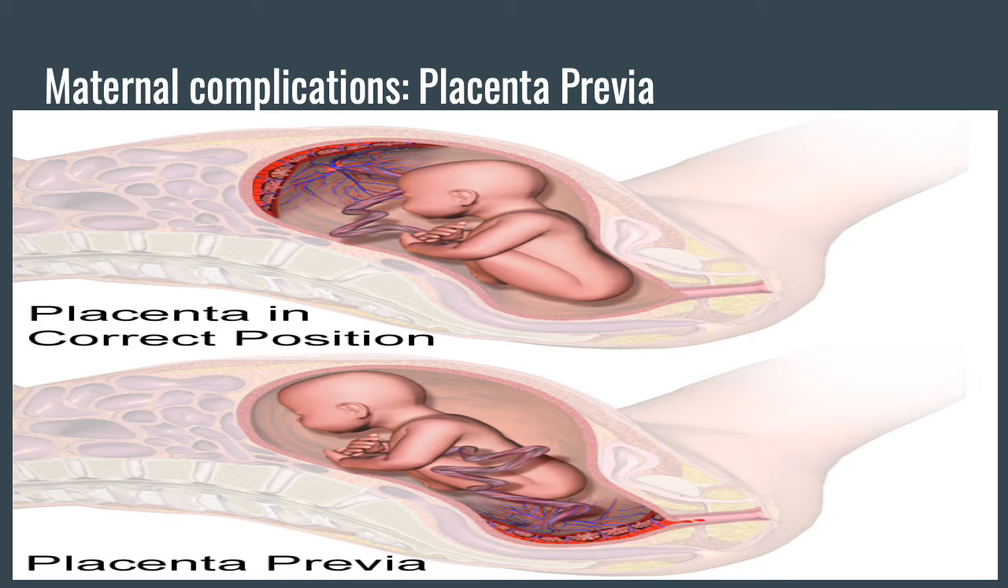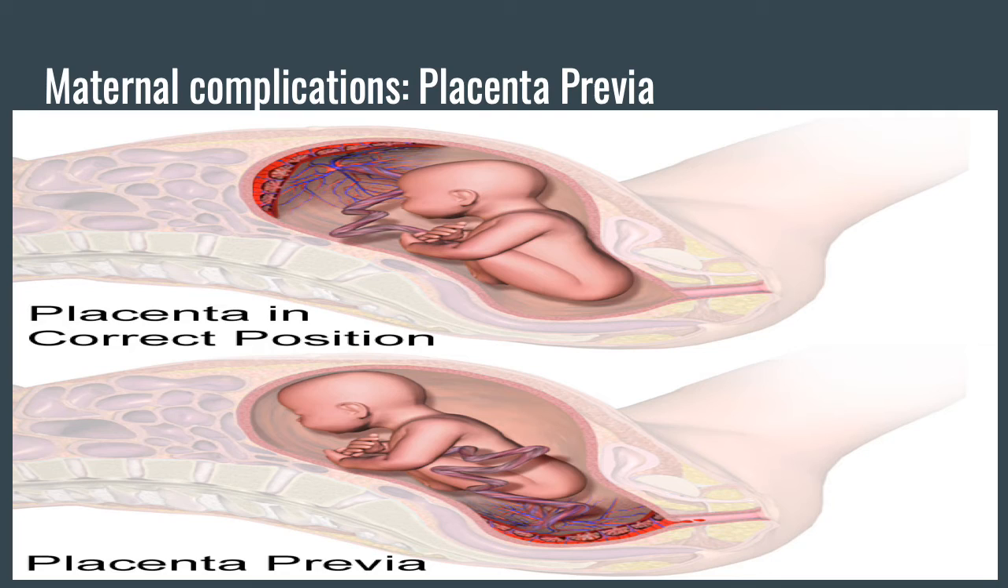Another complication is placenta previa. Multiple gestation pregnancies are at higher risk for this as well. And this is where the placenta is covering the cervix, the os of the cervix.